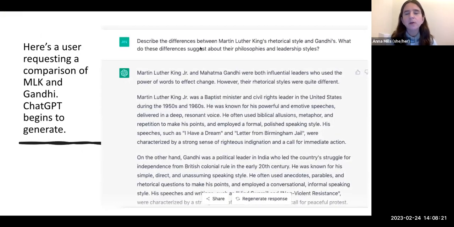So here's an example of an academic essay generation. I asked it to describe the differences between Martin Luther King's rhetorical style and Gandhi's, and asked what those differences suggest about their philosophies and leadership styles. And the output was reasonably credible, a pretty generic thesis that it starts out with, but then it does give some specifics about their differences, lists, speeches, dates, historical context, just to give you a little picture.